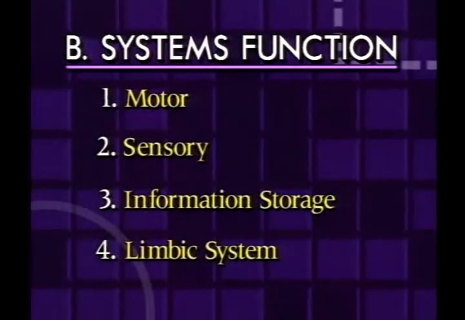Instead of looking then at discrete brain regions such as frontal lobe or neurons or brainstem, let's talk instead about brain systems. If we're going to talk about brain systems, and there are many, the ones that we need to focus on in order to understand dementia and the management of patients with dementia is the motor system, the sensory system, our information storage systems, in what often people refer to as the limbic system or the emotional system.